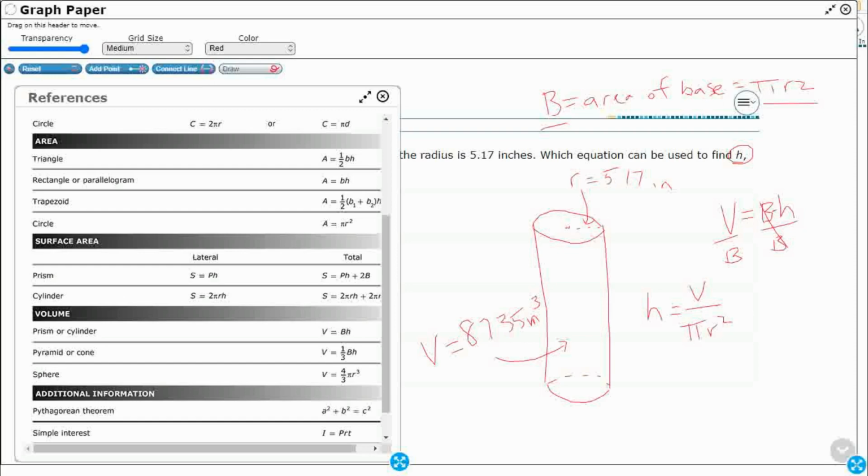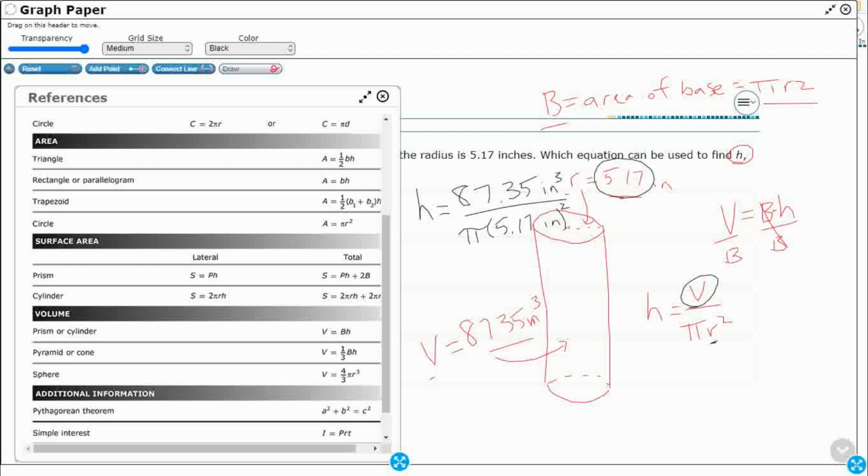I can do that because, take a look, I've got my volume right there. I've got my r right there. All right, so now let's substitute. That should be what we need. So my height is going to equal, write it right there, my volume, I'm going to substitute in 87.35 cubic inches, that means inches cubed, over pi. And then it's got r squared, but I'm going to substitute in that r with a 5.17. So I'm going to need parentheses, 5.17 inches and then squared.